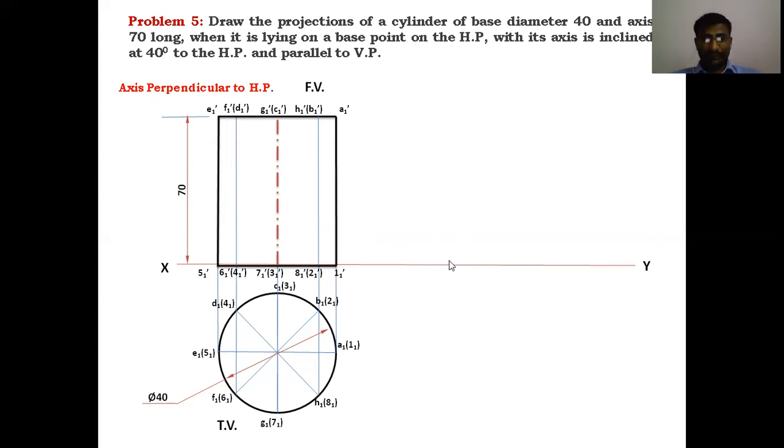So one base point must be on the XY line. Draw the axis line. Okay, this is the axis line. And the angle is 40 degrees. Then the 40 degrees line, this is the 40 degree axis line. Then draw the bottom base. First draw the bottom base. This is the bottom base, which is perpendicular to the axis line.